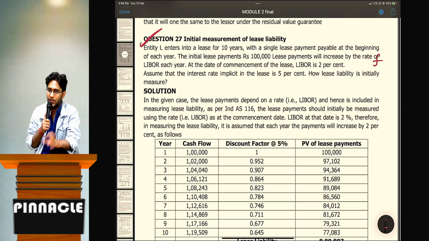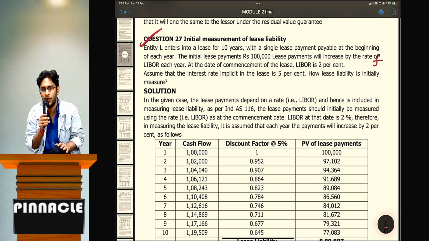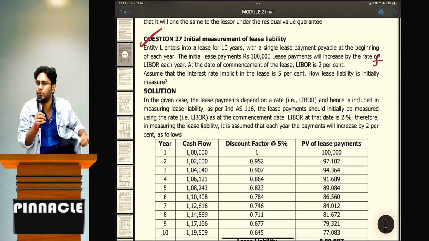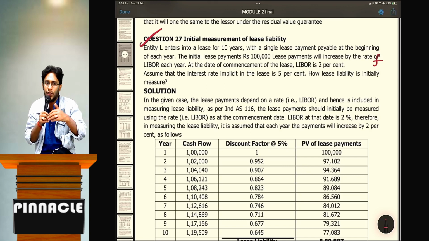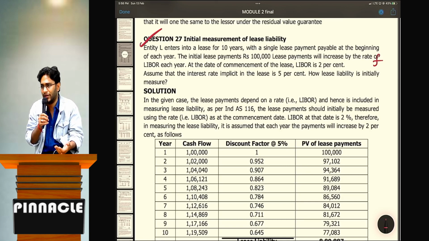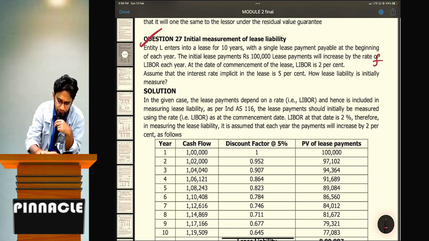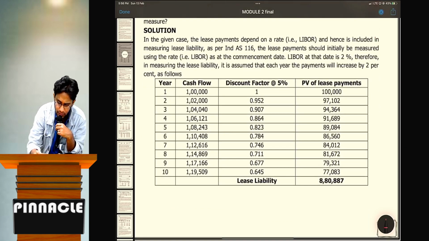What you do, take 1 lakh, and every year for the next 10 years apply only 2%, 2%, 2%, 2%. Are these the real cash outflows what you are going to pay? No. But for today's lease liability calculation, you do the computation like that. Later on each year, whenever new information keeps coming, you keep on updating your lease liability value again. Remeasurement has to be done, sir. That's all.